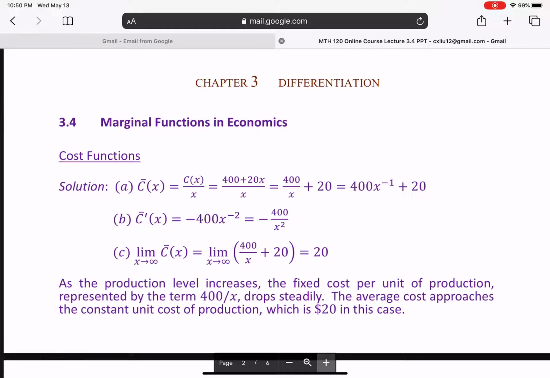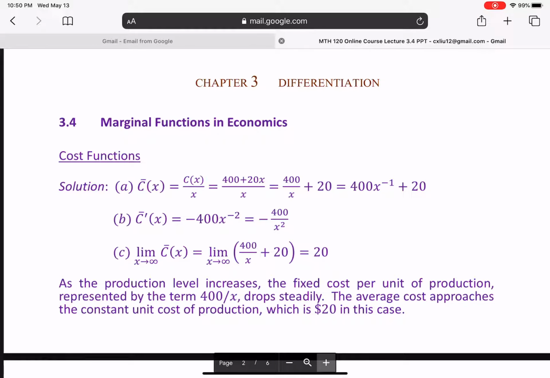Part B, the marginal average cost, is just the derivative of the average cost. So we got negative 400 X to the negative 2, or negative 400 over X squared. So you can see the marginal average cost is always negative. So that means when you increase the production level, the average cost decreases.